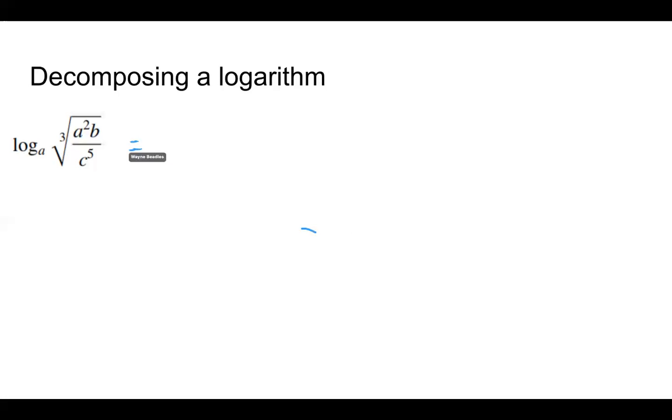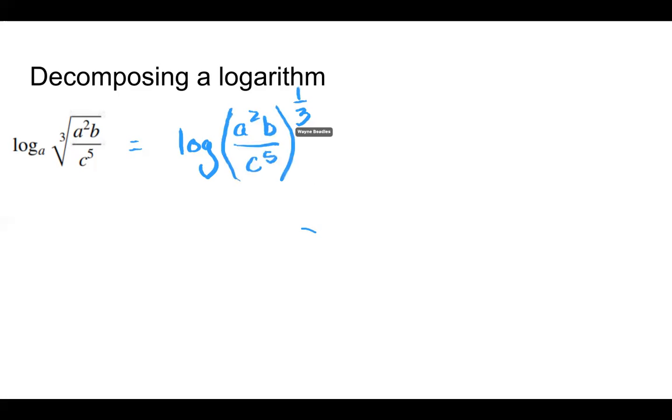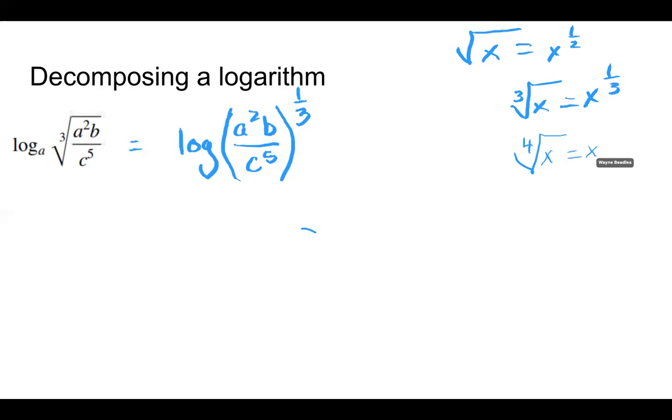So on this one, it's decomposing again. I'm going to put a to the 2nd b over c to the 5th, and I'm raising this to the 1/3 power because remember, square roots are x to the 1/2 power. Cube roots are x to the 1/3 power. Fourth roots are x to the 1/4 power. So that's what I did, I made this cube root b to the 3rd power. And now I'm going to throw that in front.